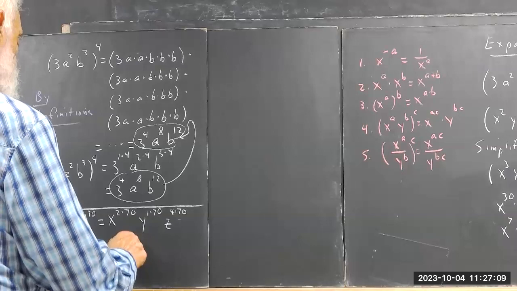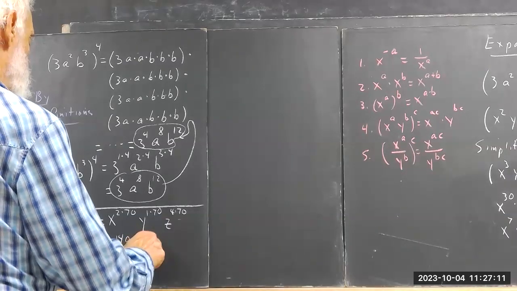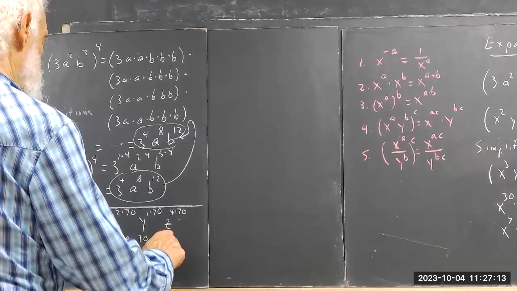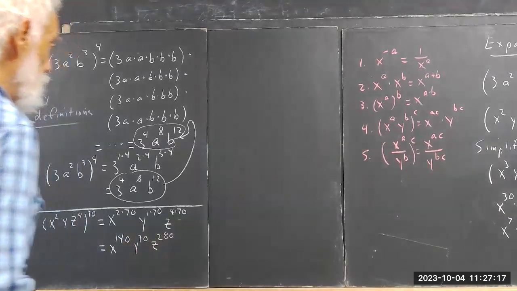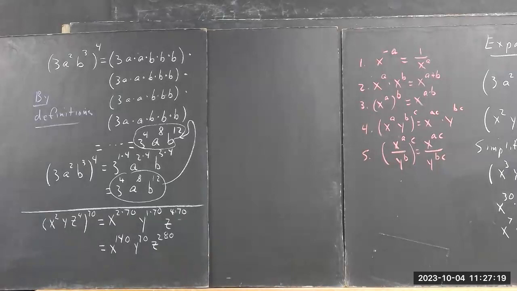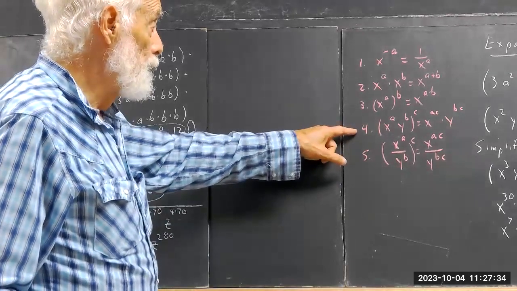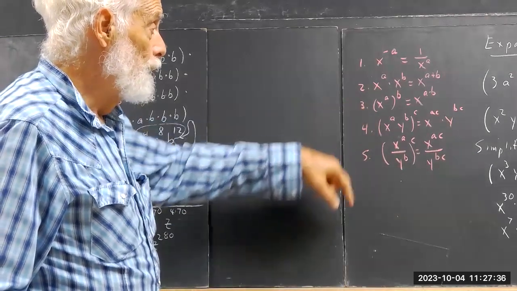That gives you x to the 140th, y to the 70th, z to the 280th. Which is exactly what you got. And you obviously wrote that down without writing down all the strings. You didn't write down 70 strings, so you applied the rule. Okay, so you understand this rule, and of course we understand this rule.